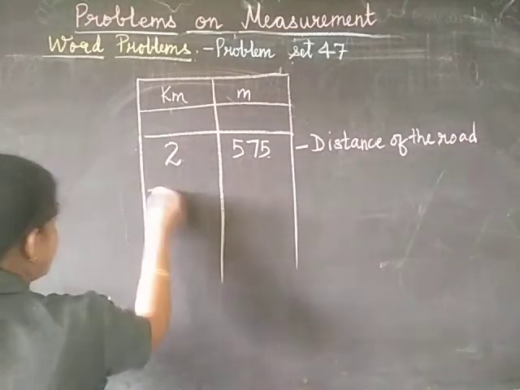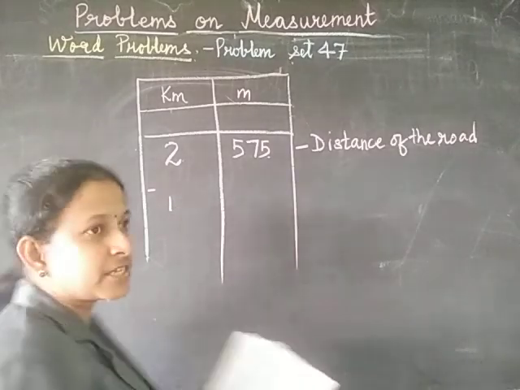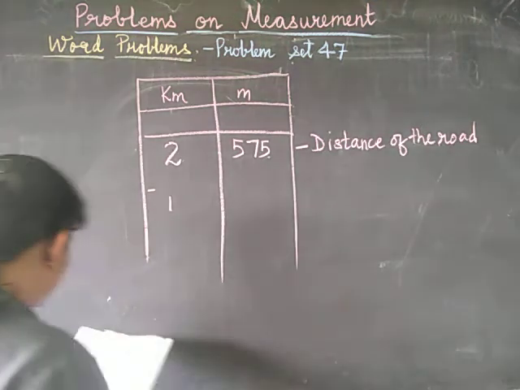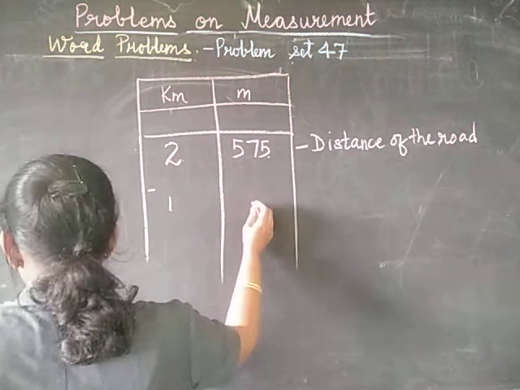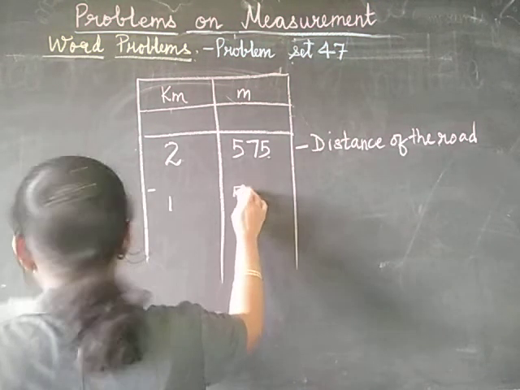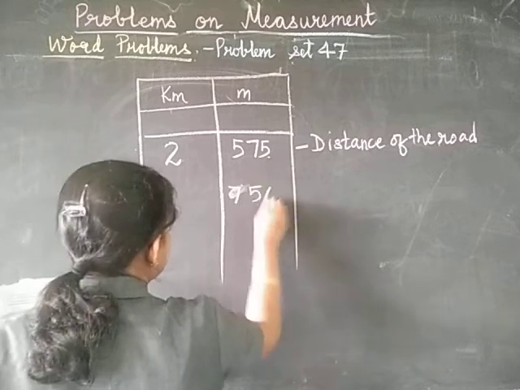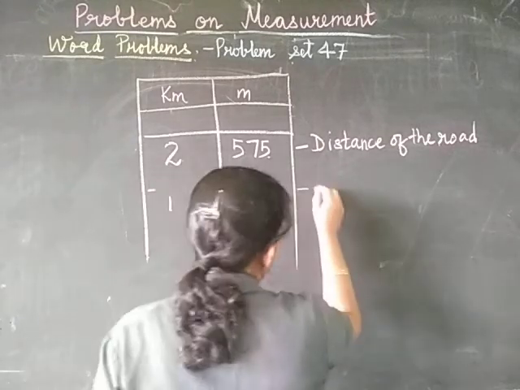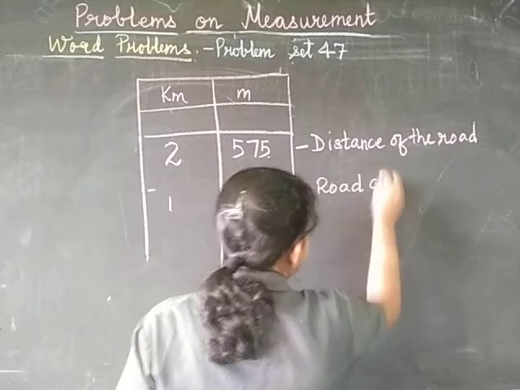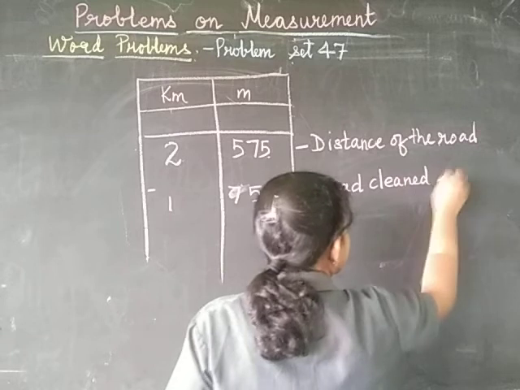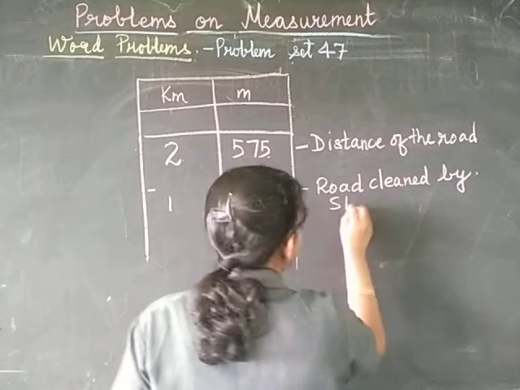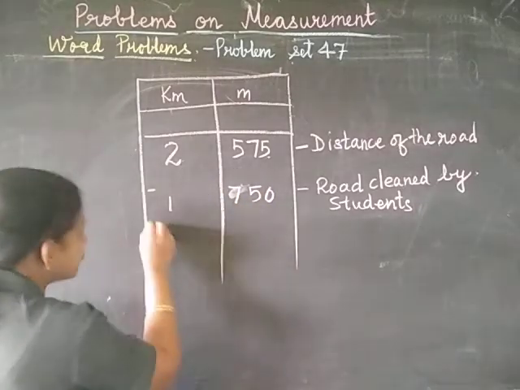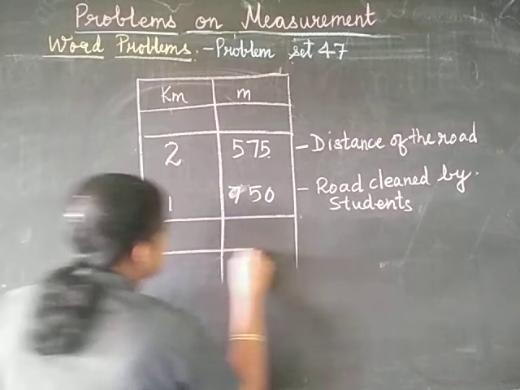Now we have to subtract from this the distance which has been cleaned by the students, and that is equal to 1 kilometer 750 meters. So this is the road cleaned by students. Now let's find out how much of the road is remaining to be cleaned.